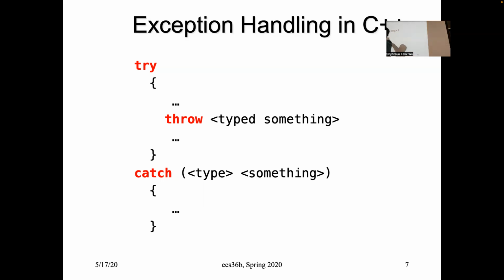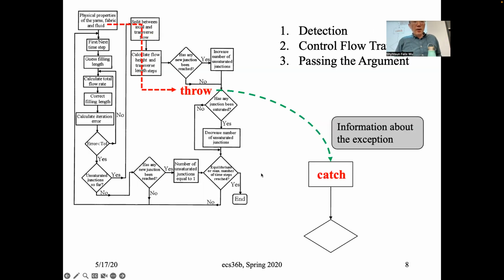I'm giving you the most simple scenario, but it could be really powerful for you to handle all kinds of situations. So essentially there are 3 steps. The first step is what we call detection. When you want to throw something, you must detect some condition to trigger the throw. How you do detection is purely the programmer's decision. The programmer decides when to actually generate the throw statement.